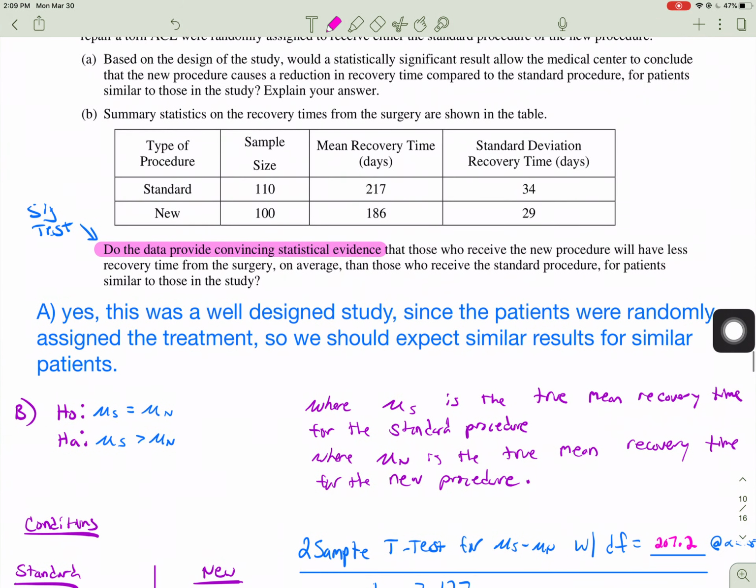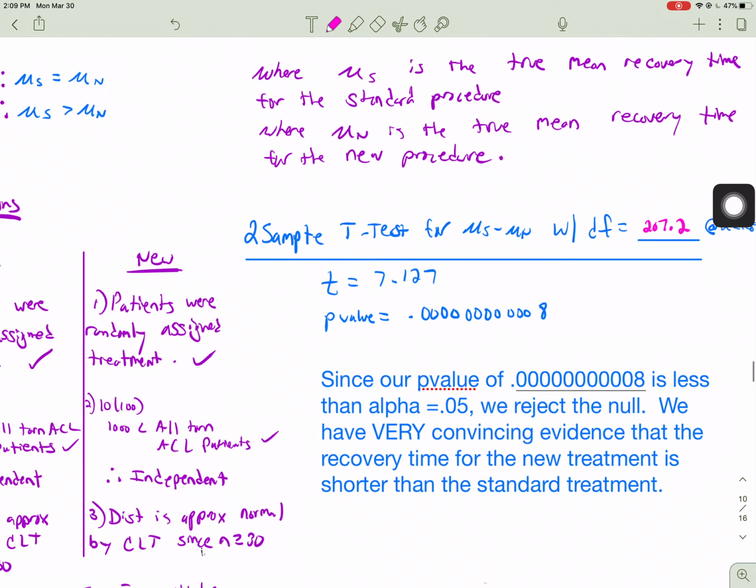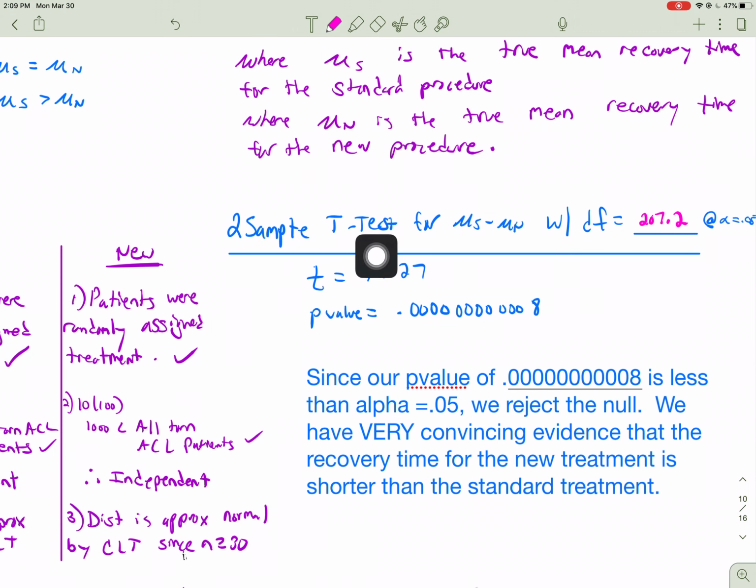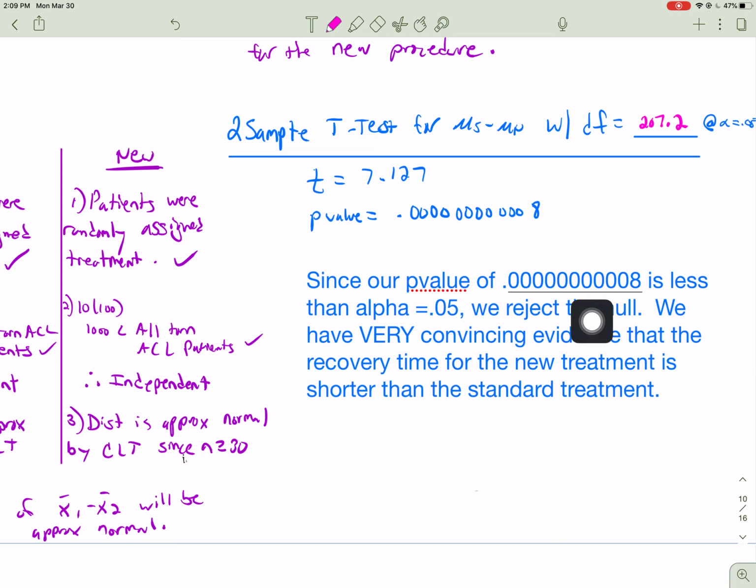Now, remember, what am I using here? I'm using, for the standard, here's the mean, here's the standard deviation, here is the new mean, the new standard deviation, and I'm doing a 2-sample t-test, right? Now, since our p-value of 0.00000, a lot of zeros, 8, is less than alpha equals 0.05, we reject the null. That means we have, in fact, very convincing evidence, since it's such a small p-value, very convincing evidence that the recovery time for the new treatment is shorter than the standard treatment.